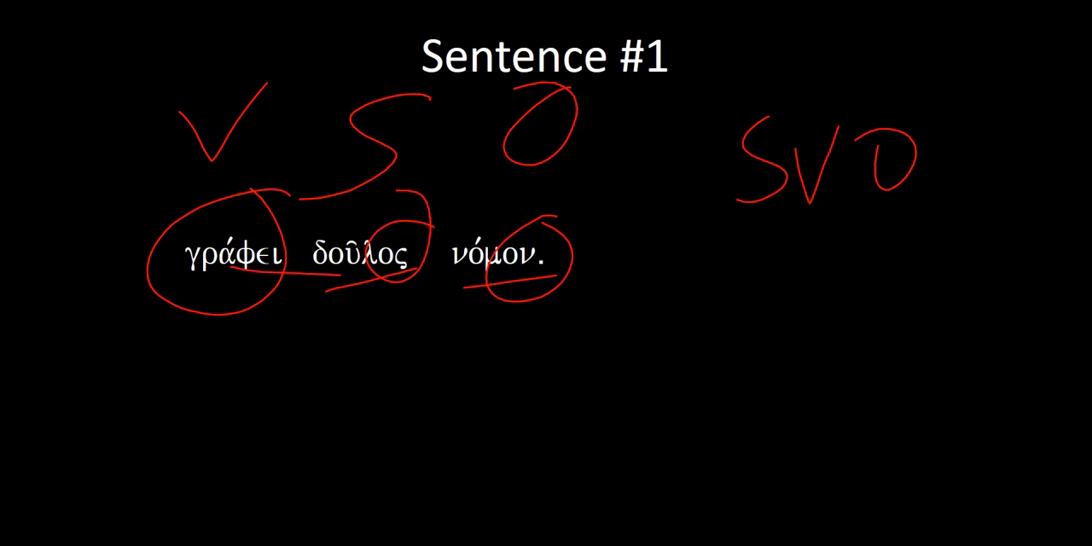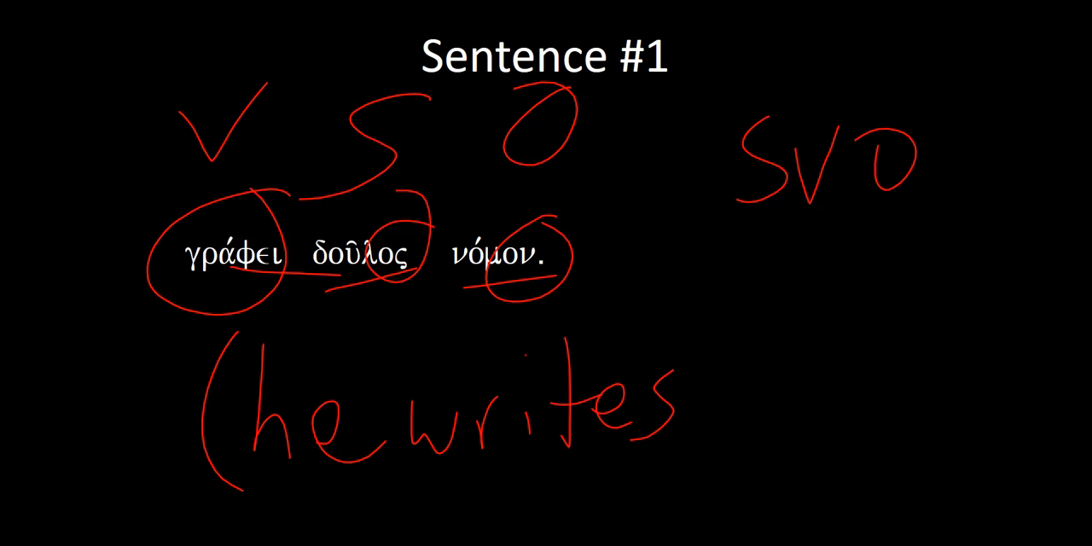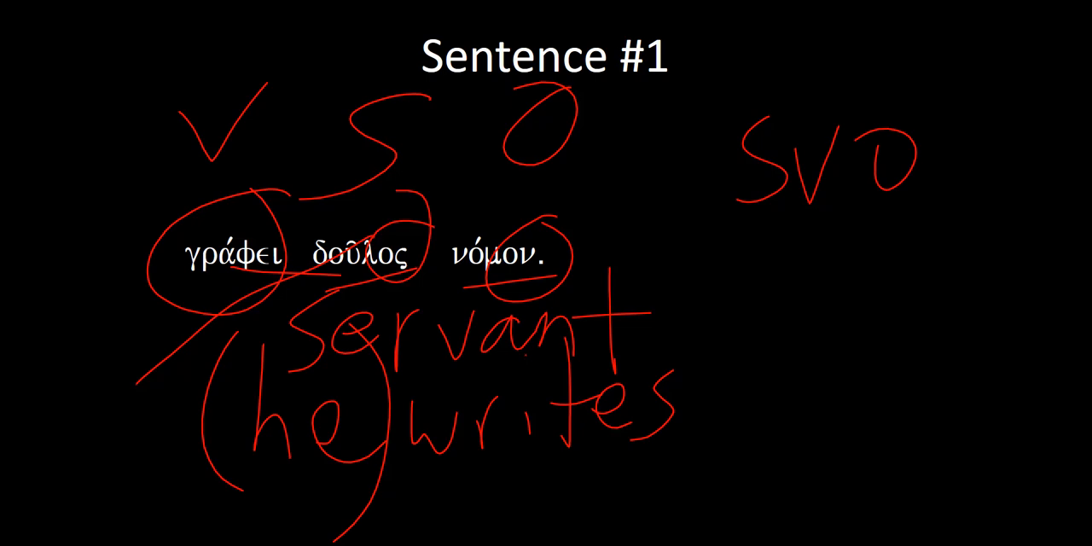So our verb is graphe. By itself, it would mean he writes. I'll put the he in parentheses because if I have a nominative subject, I don't need it. And it turns out I do have a nominative subject, which is doulos, servant. A servant. I'm going to scratch out the word he. A servant writes, and then nomon is our accusative direct object. A servant writes a law.